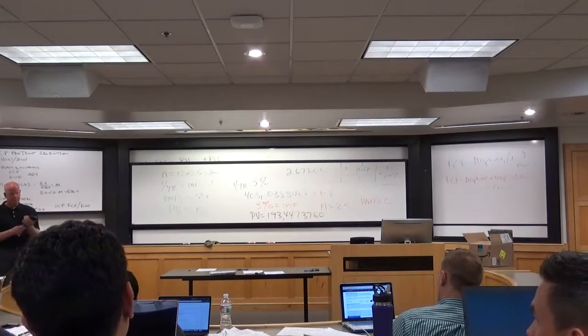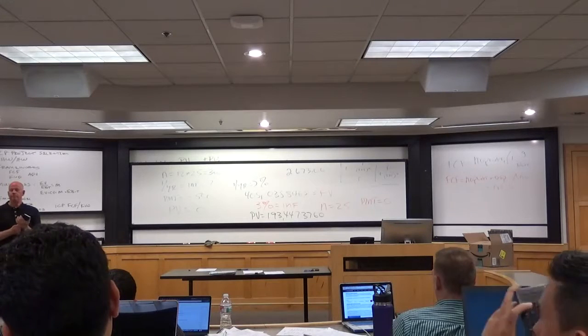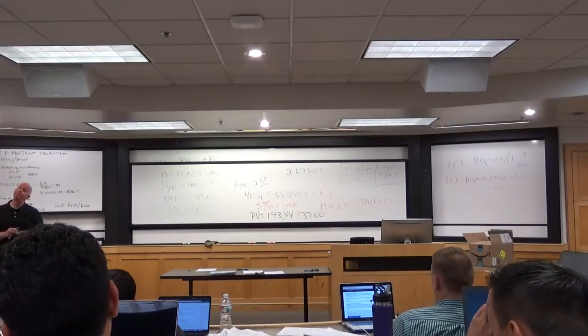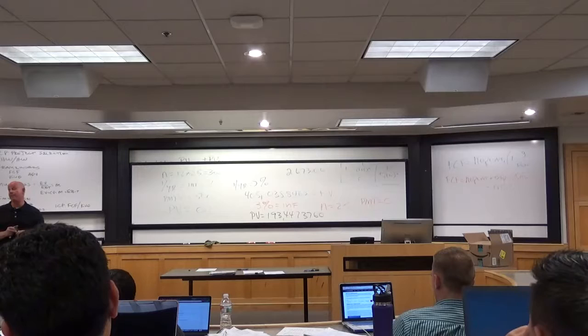So is 3% inflation like a normal average? 2.5 to 3. Yes, 2.5 to 3. I think 2.5 might be a little more accurate.